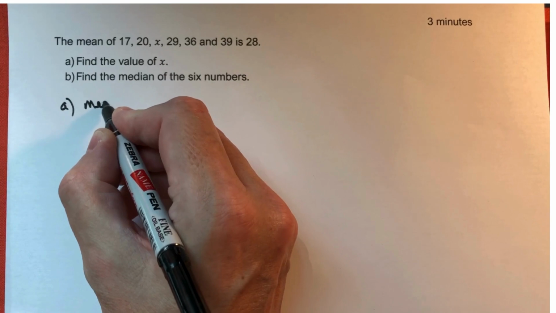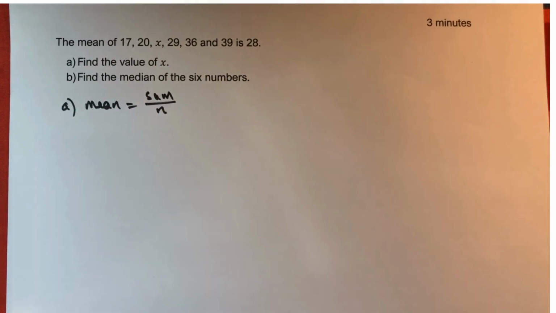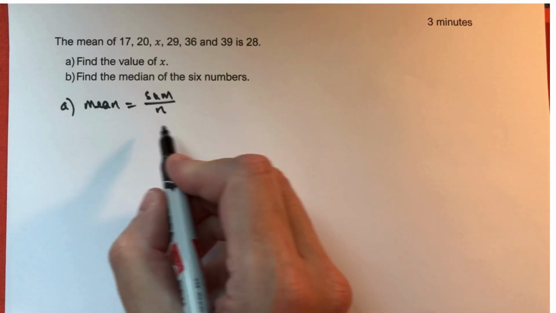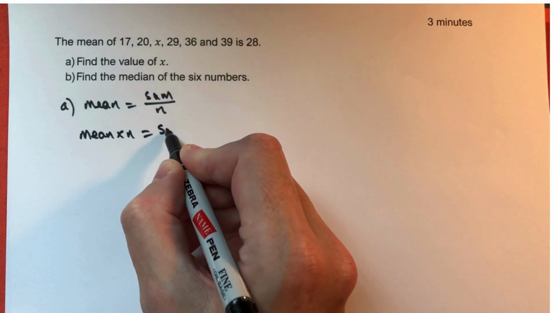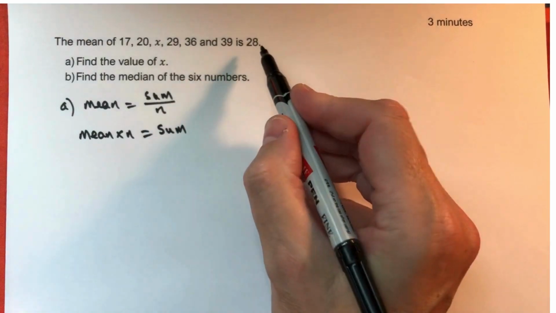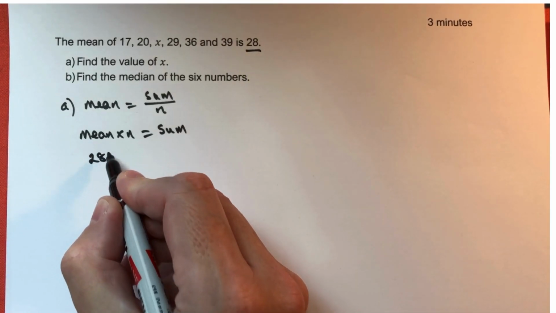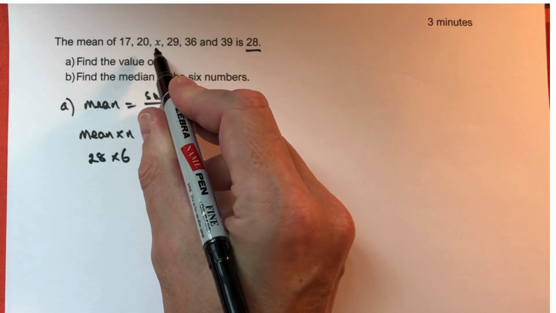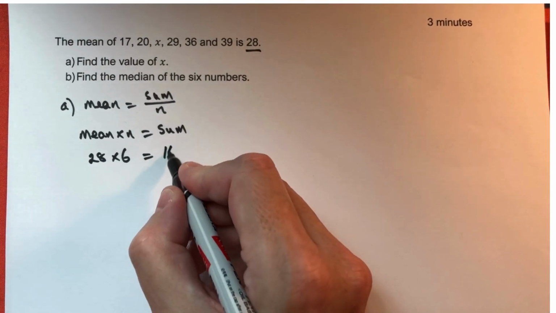We know that the mean is always the sum of a set of data divided by n, the number of items in the list. A very useful rearrangement of this formula is that the mean multiplied by n will always give us the sum. If a question ever gives you the mean, you're very likely to have to do this. So that means 28 multiplied by 6, which is the number of numbers in this list, including the unknown x, will give us the sum of all the data. That's 168.